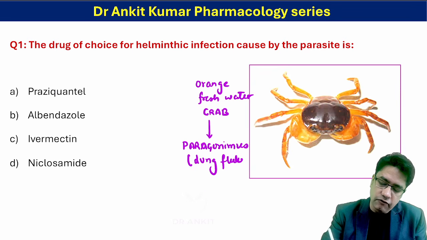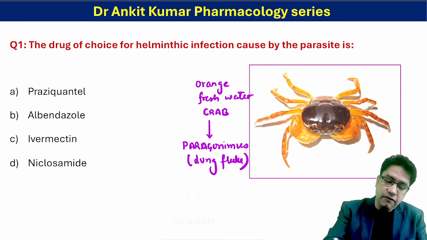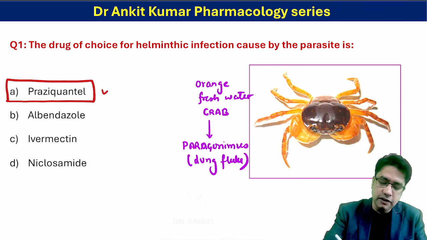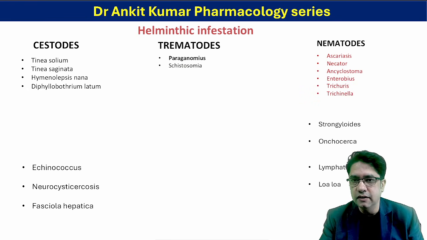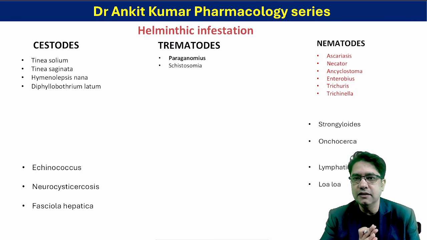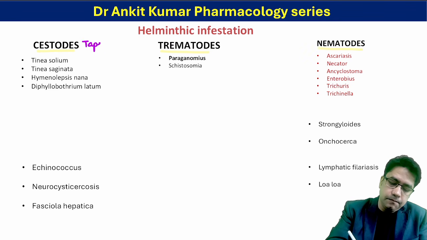So it's a kind of worm. And the drug of choice to kill Paragonimus infection is praziquantel. So the answer of this question was praziquantel. Let's recall all the helminthic infections which we have learnt in a crisp manner. All helminths were classified into cestodes, trematodes and nematodes. Remember, cestodes are known as tapeworms, and trematodes are known as flukes.